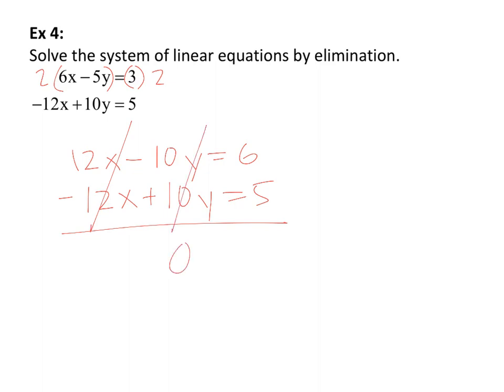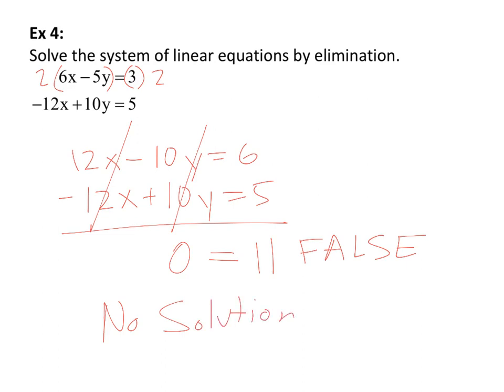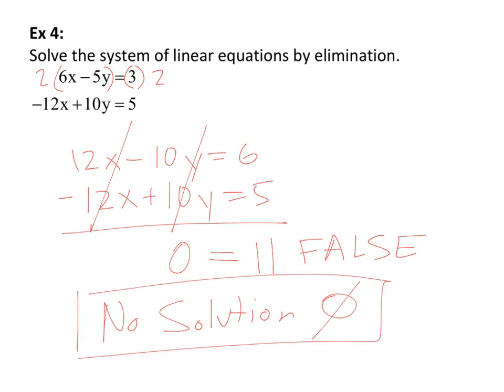I'm left with 0 on the left side. And on the right side I have 11. So I'm left with an equality that is false. And if that's the case, then there is no solution to your system. And here's the symbol for no solution, like an O with a diagonal line through it. All right, let's do one more example.